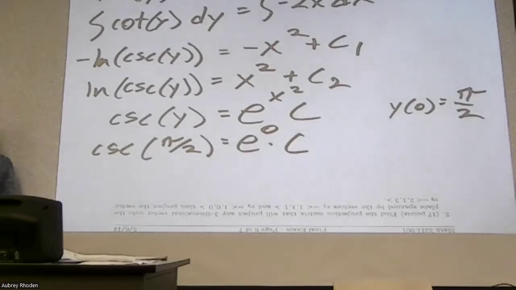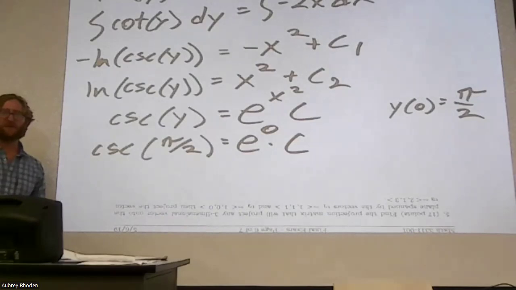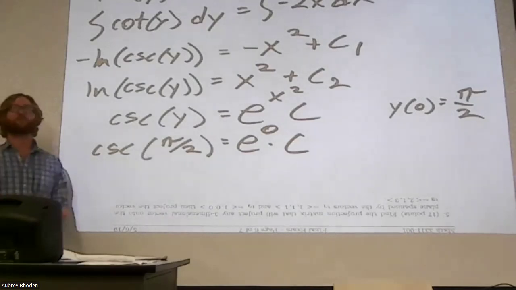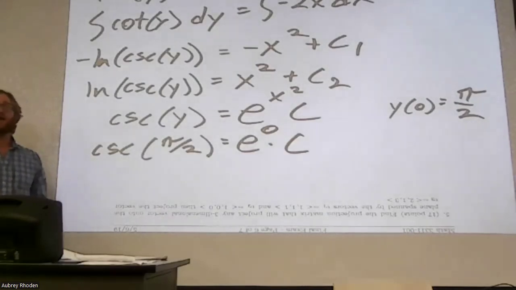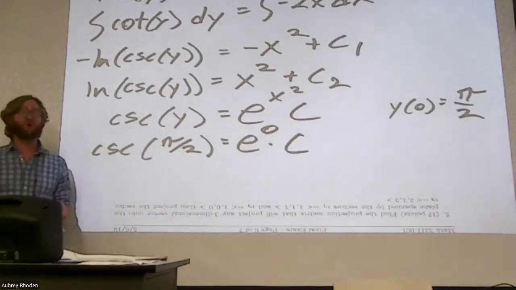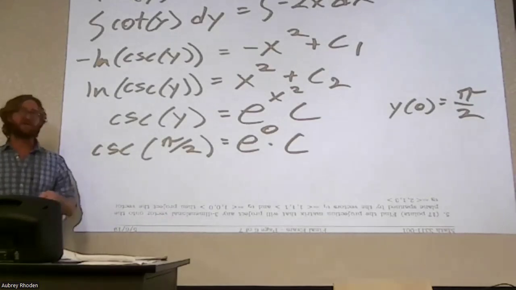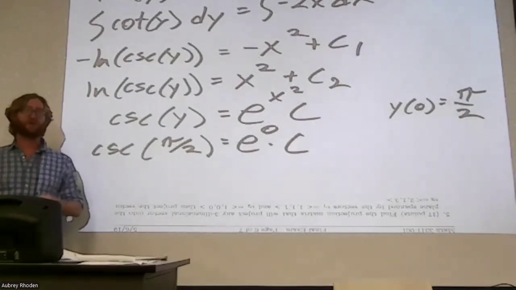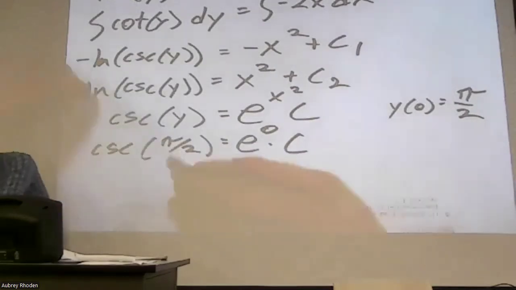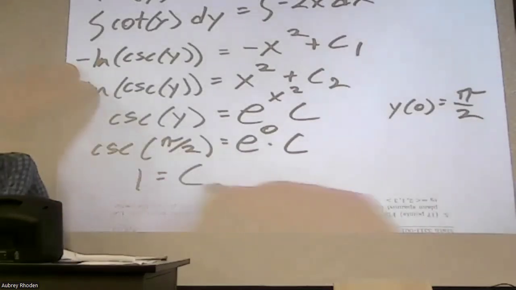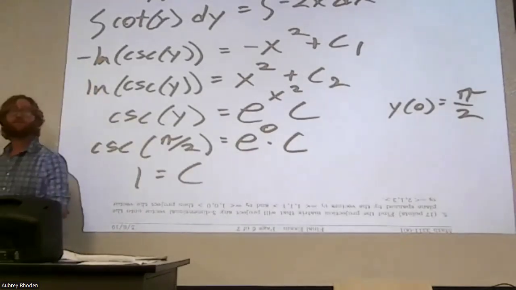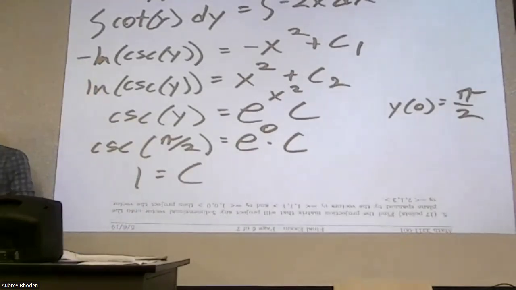Okay. Honestly, in my class, if you left that as cosecant of pi over 2, it's totally fine. But what is cosecant of pi over 2? Well, think about it. Cosecant is really 1 divided by sine. And sine of pi over 2 is 1. So if you have 1 divided by sine of pi over 2, that's 1 divided by 1. It's really 1. And so we're going to get from this that 1 equals c.